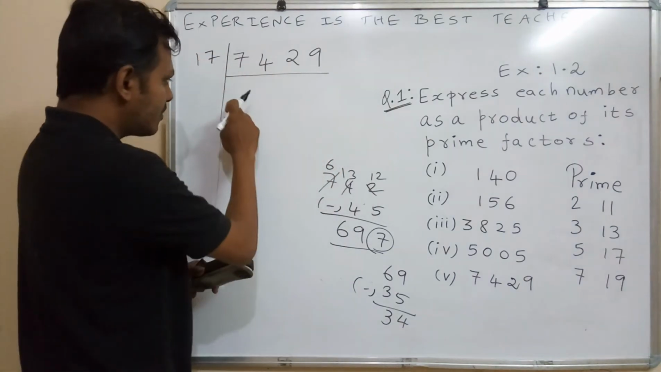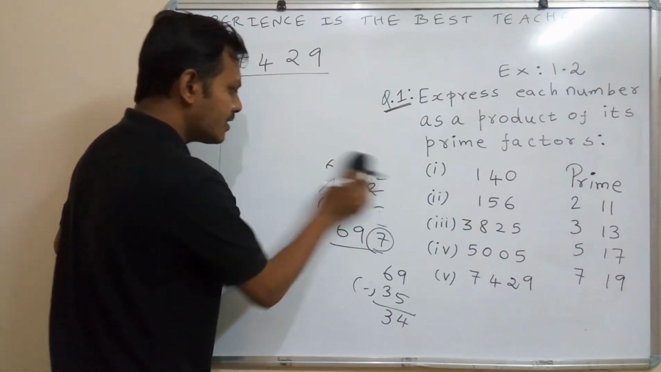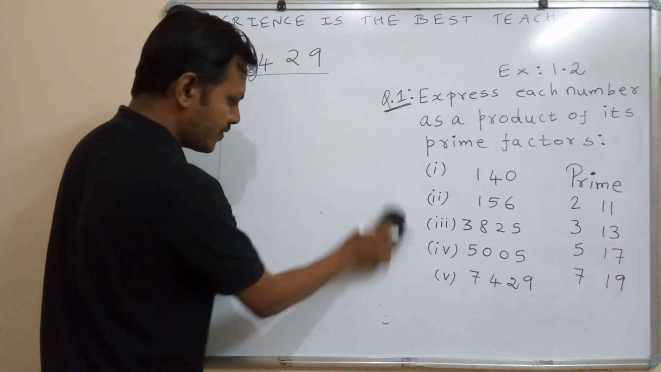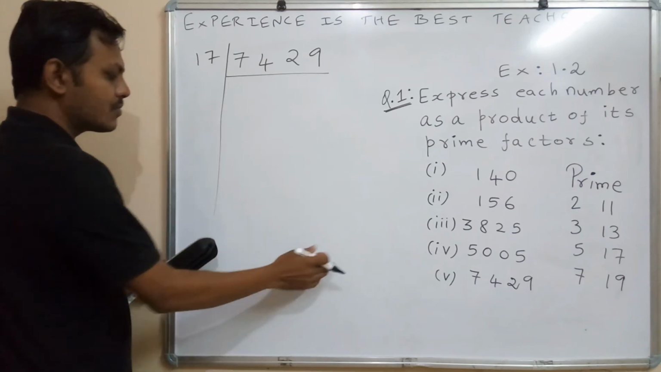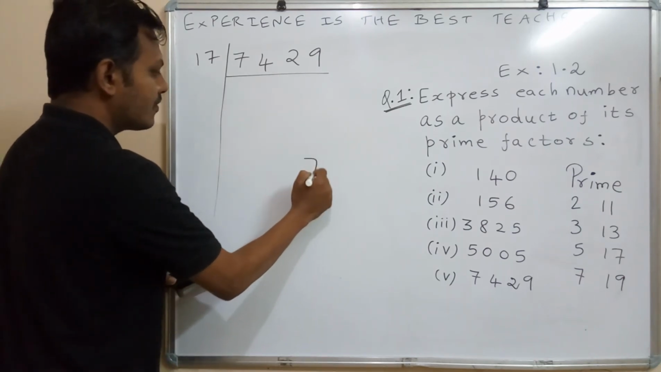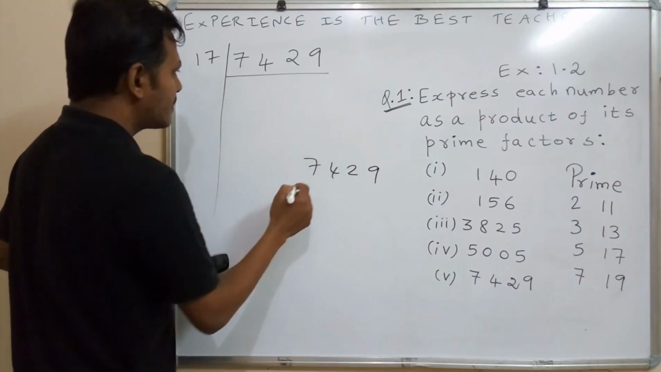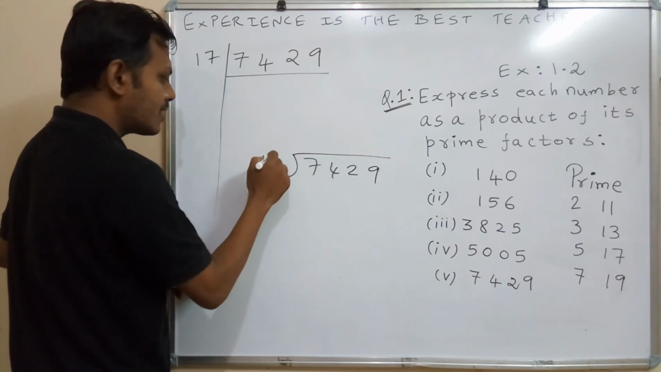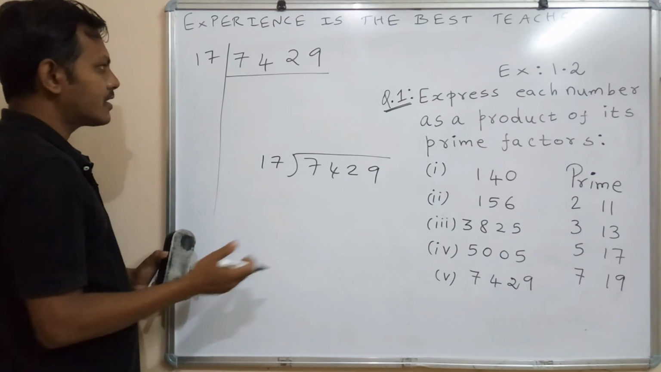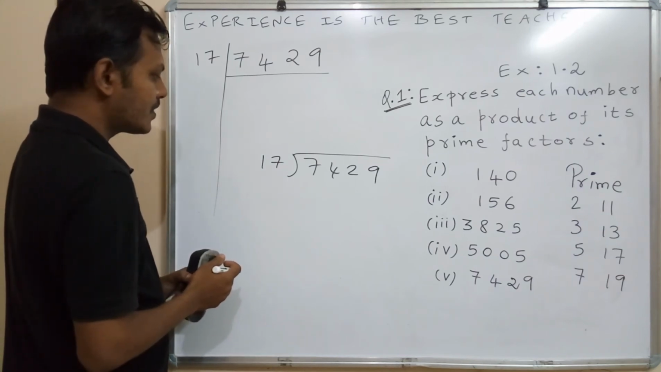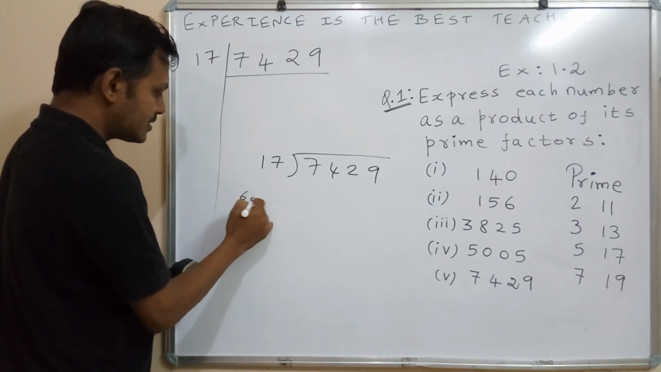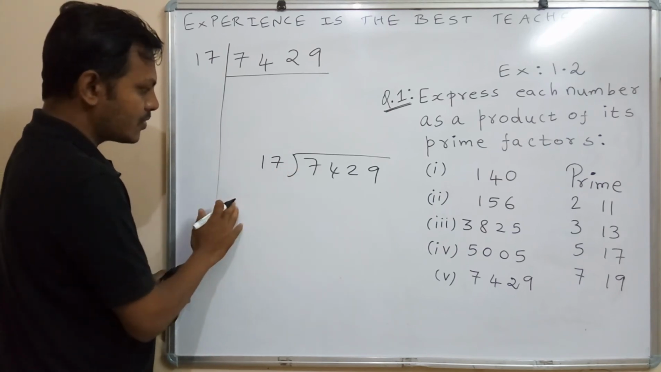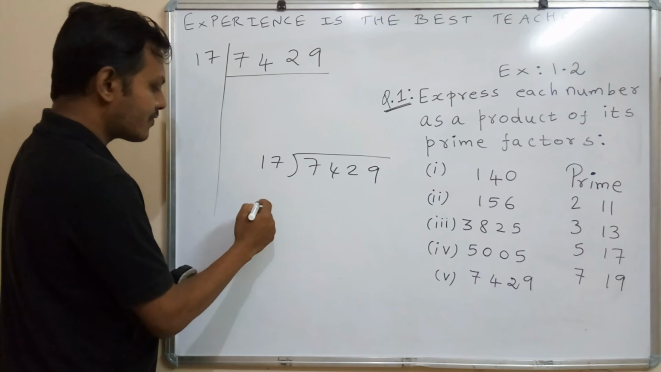Now we are going to find out this quotient. We found that this number will come in 17 table. To find this quotient, we can use the usual division method. 7429 divided by 17. So you can use the 17 table. 6 times 17 will become more than 74. So 5 times also it will become more than 74. So we'll check for 4 times.